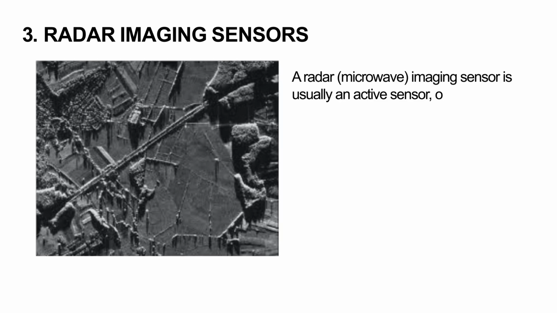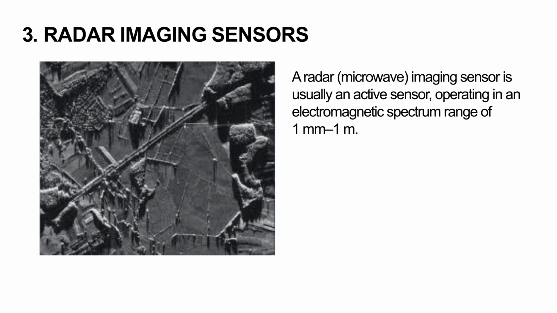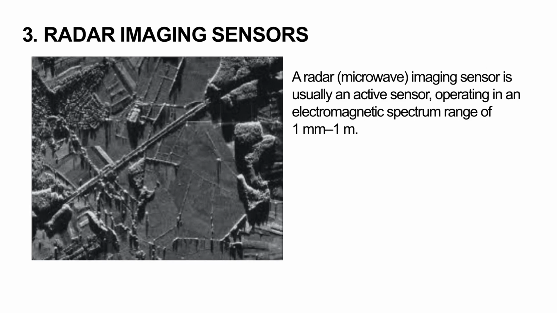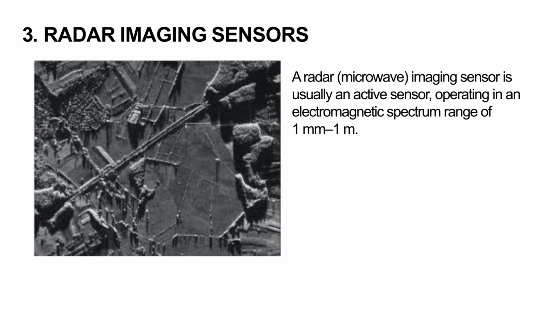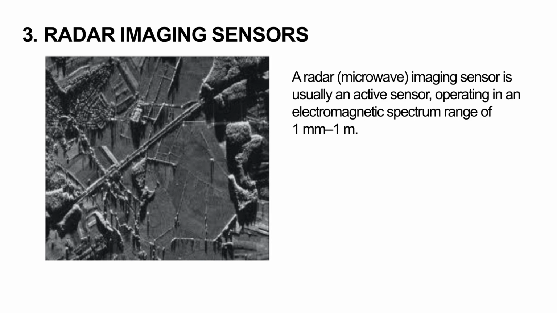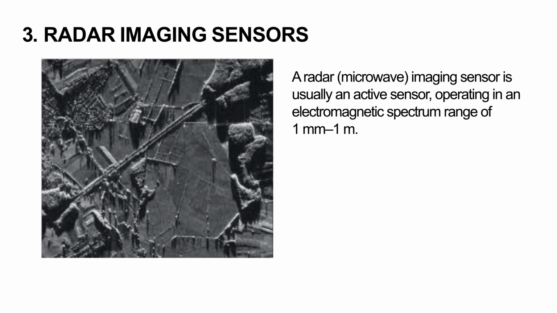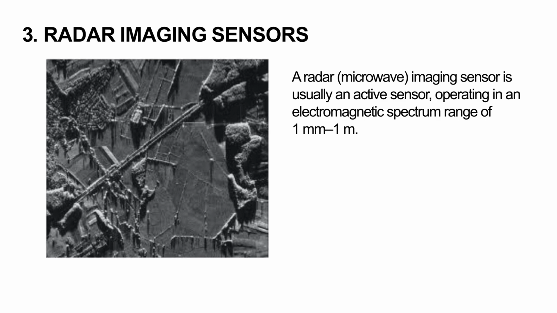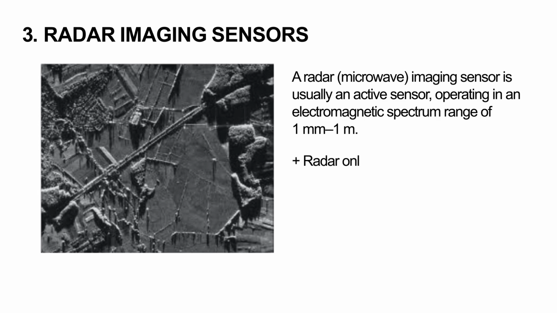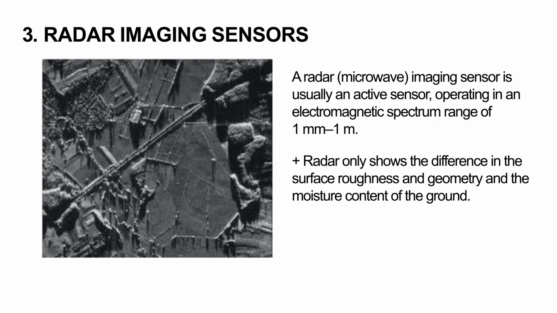3. Radar imaging sensors. A radar, or microwave, imaging sensor is usually an active sensor, operating in an electromagnetic spectrum range of 1 millimeter to 1 meter. The sensor transmits signals to the ground, and the energy is reflected from the target to the radar antenna to produce an image at microwave wavelengths. Unlike infrared data that help us identify different minerals and vegetation types from reflected sunlight, radar only shows the difference in the surface roughness and geometry and the moisture content of the ground.